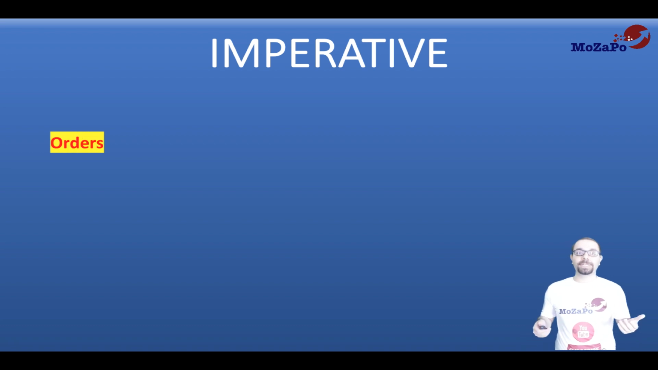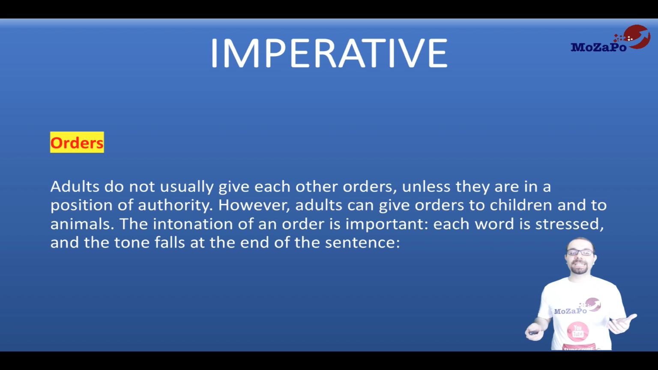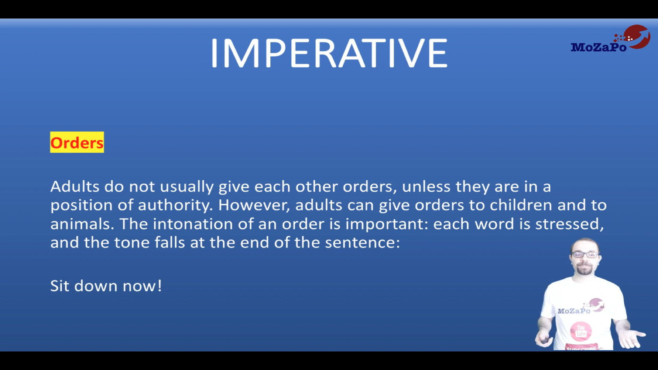Now, as I said, also we use imperatives for orders. Adults do not usually give each other orders unless they are in a position of authority. However, adults can give orders to children or animals. The intonation of an order is important, each word is stressed, and the tone falls at the end of the sentence. For example, sit down now, sit down now, as you see the stress is on the last word.